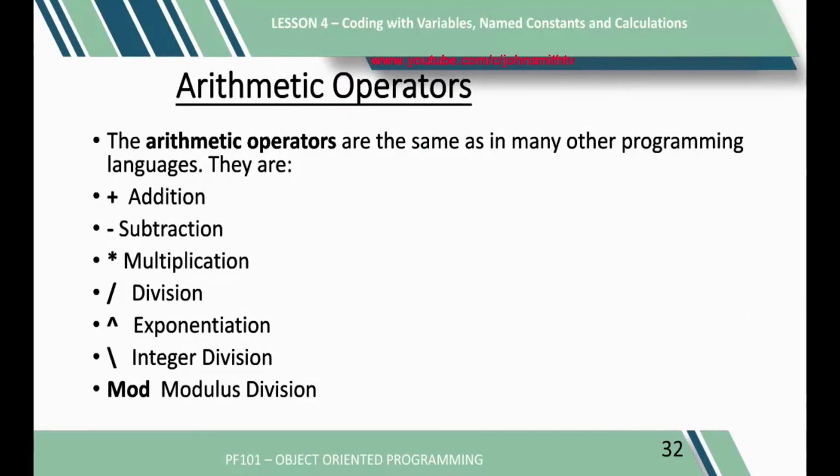Arithmetic operators. Arithmetic operators are used to perform calculations of numeric values, variables, constants, functions, etc. Also, some operators are considered bit shift operators, which act at the level of individual bits of the operands and shift the pattern of the bits either to left or right. The arithmetic operators are the same as in many other programming languages. These are: + addition, - subtraction, * multiplication, / division, ^ exponentiation, \ integer division, Mod modulus division.